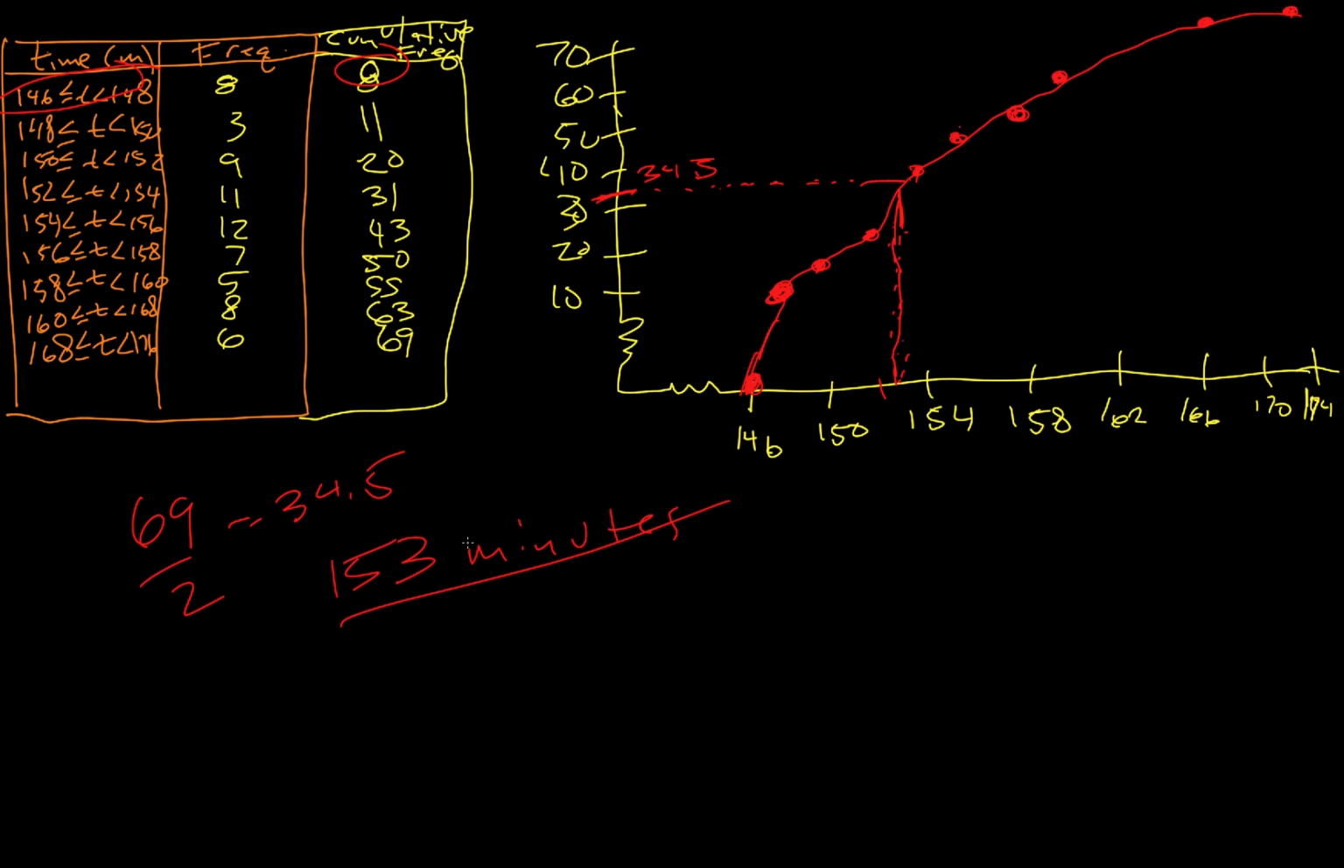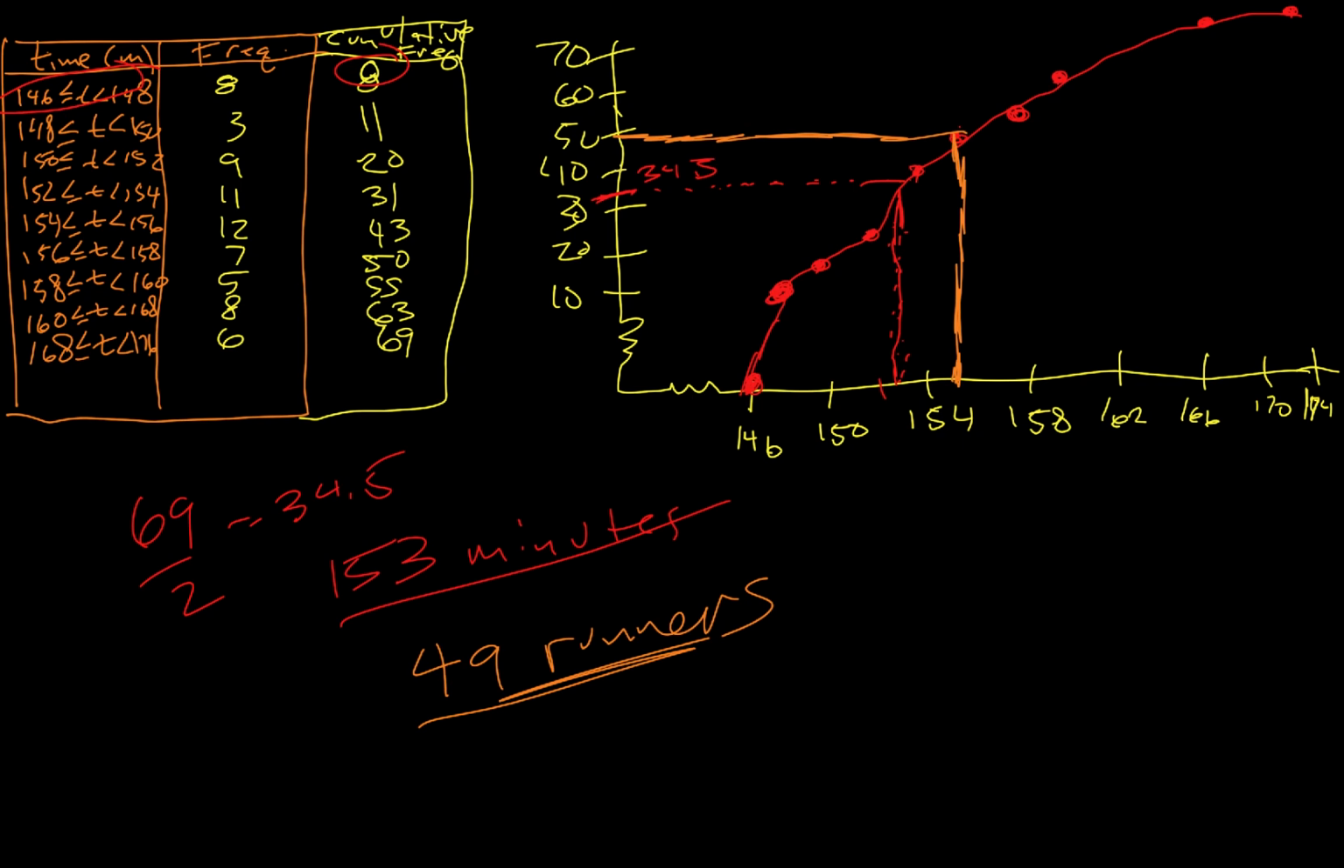Part 2, we want to use the graph to estimate the number of competitors who finished in less than 155 minutes. So we're going to go to 155, which would be about here, and then go over. All right, that's just below 50, so I would say 49, maybe. Once again, that's a much different answer than they got, but I would say 49 runners, because on my graph, that's what it looks like. If you have a really precise graph, then you can get a really precise answer like they got.